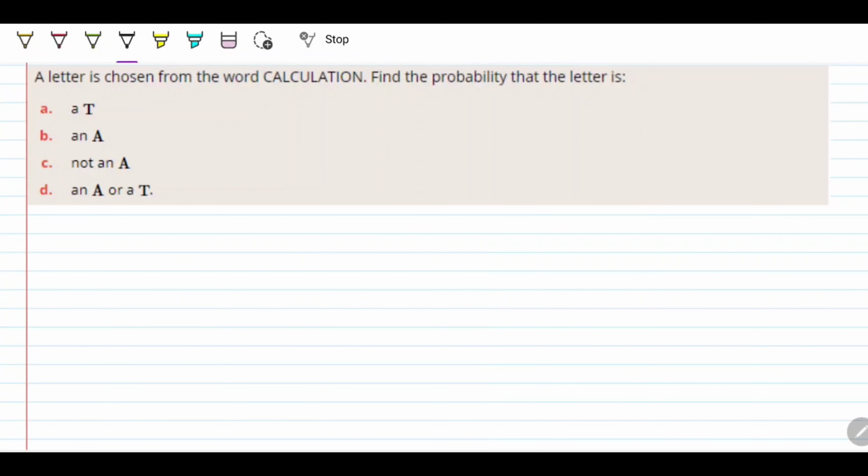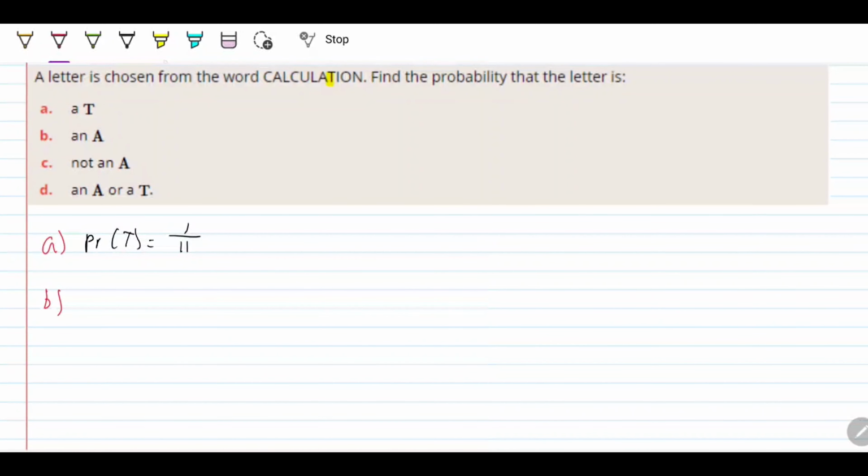Okay, so let's try some of these examples ourselves. A letter is chosen from the word calculation. Find the probability that the letter is a T. The first step is to figure out how many letters we have. We have 1, 2, 3, 4, 5, 6, 7, 8, 9, 10, 11. So how many T's do we have? We have only 1 T. So the probability of finding a T will equal 1 over 11.